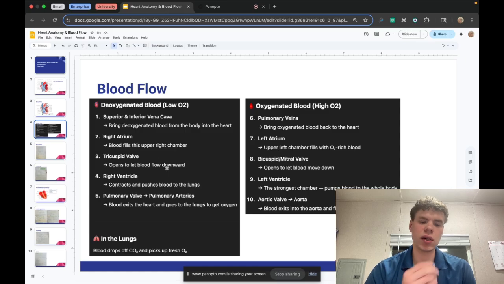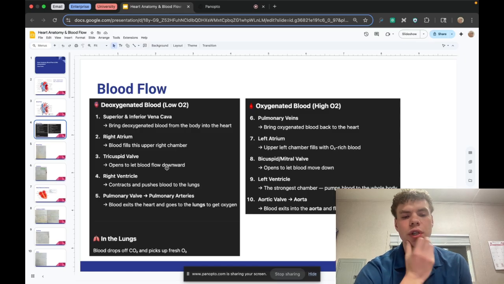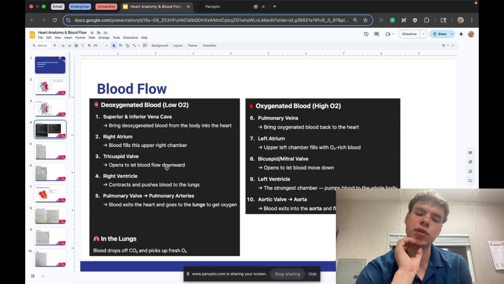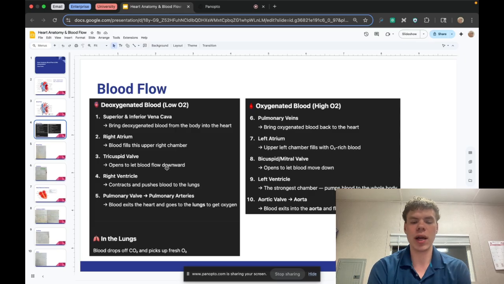And this is a screenshot from ChatGPT, basically just explaining the function of the organs. Superior and inferior vena cava bring deoxygenated blood from the body into the heart. Right atrium: blood fills this upper right chamber. Tricuspid valve opens to let blood flow downward. You get the gist of it, right? Makes sense?